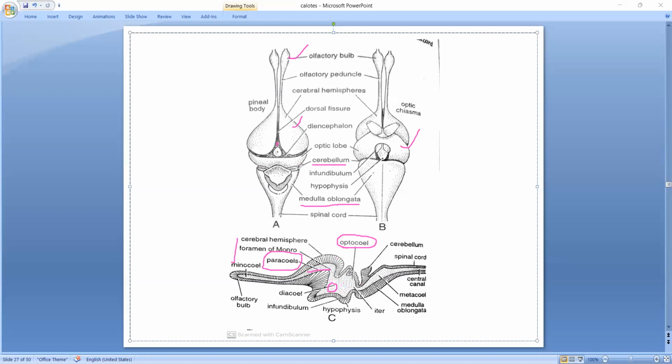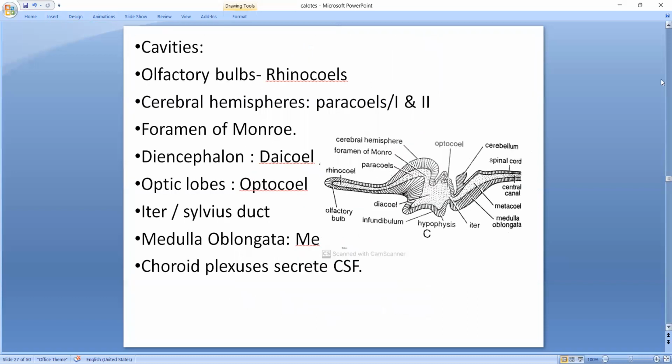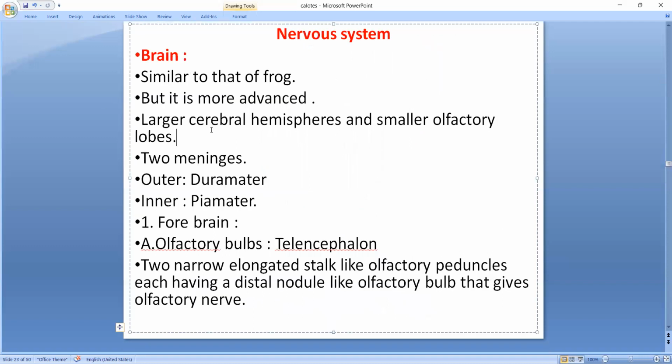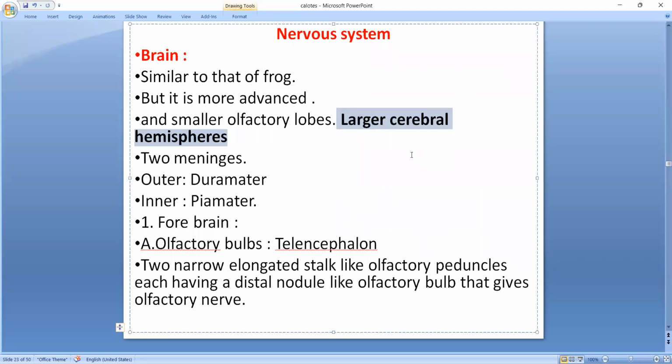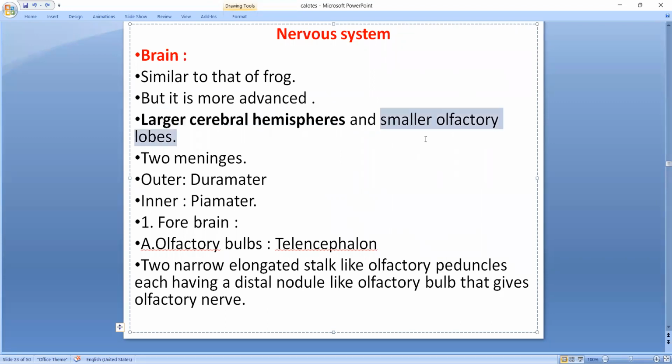But in the diagram, some points that we do not see are also added here, those that we have in amphibians, we can see here. Just wait. Okay. Yeah, so it is almost similar to the frog brain, but it is more advanced. Okay, here there are larger cerebral hemispheres and smaller olfactory lobes.